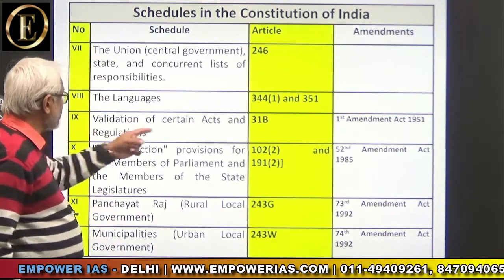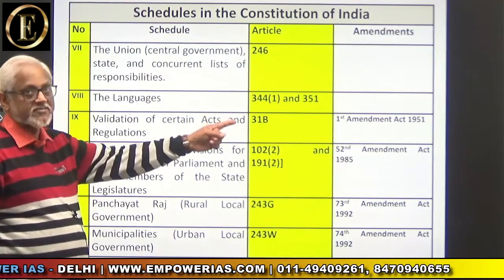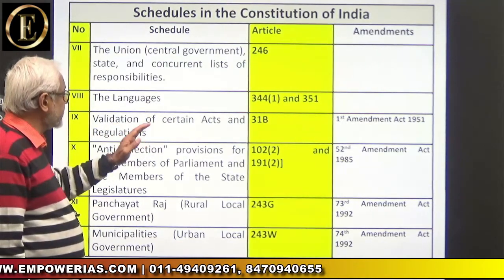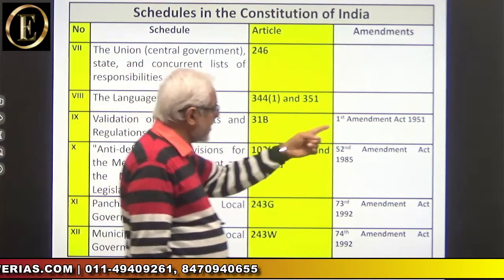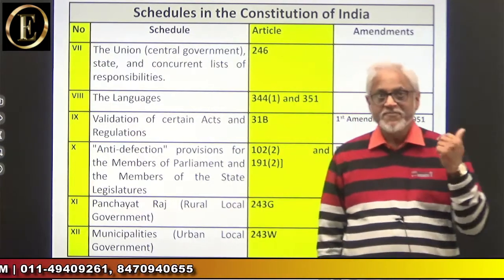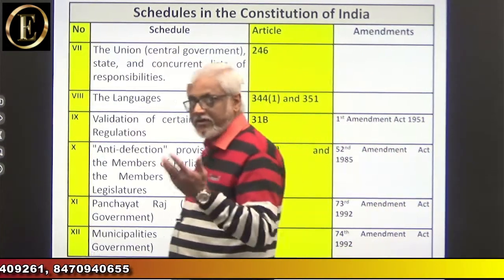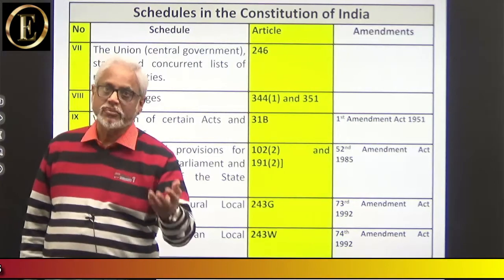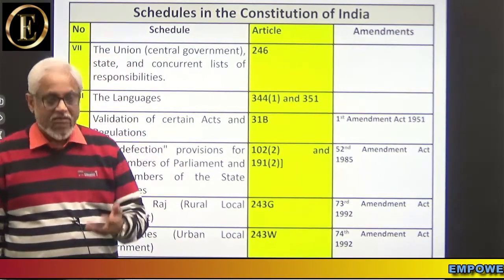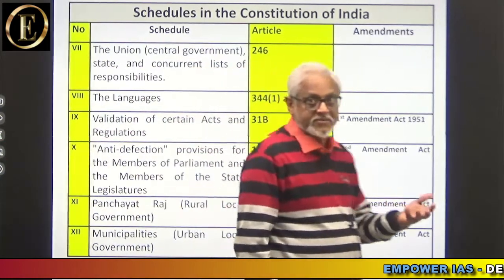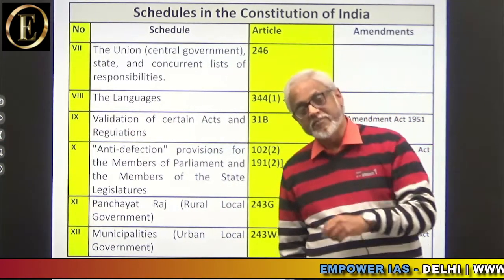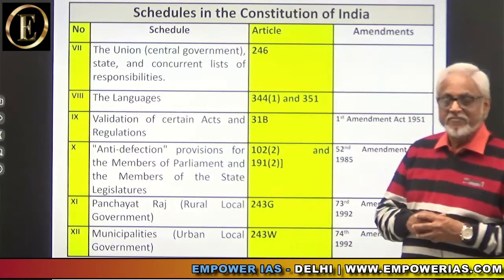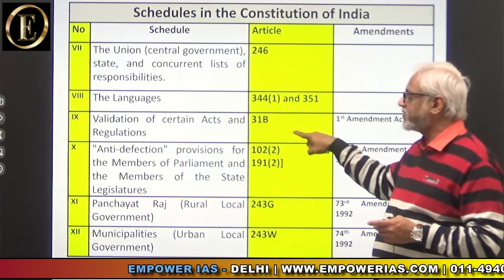But validation of certain acts and regulations, that is the First Amendment Act, the 9th Schedule. The 9th Schedule is the validation of certain acts and regulations, that is Article 31B, and that was done way back in 1951. Why? Again you apply common sense. Many of the acts were enacted by the British colonial government, and the Indian government had to carry many of them forward after independence. Those were colonial acts, and they have to become the acts of independent India. For that, they had to make an amendment. So the First Amendment makes that amendment, and accordingly the validation of certain acts and regulations comes.